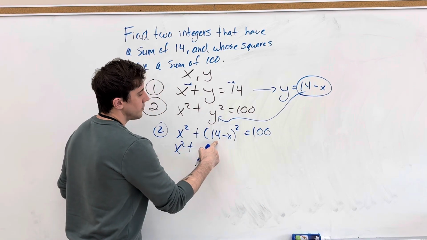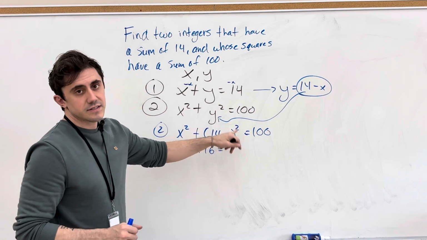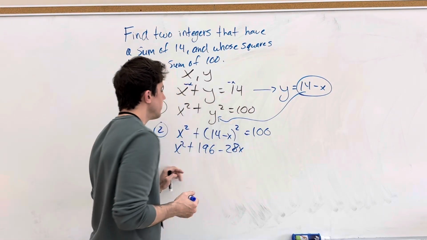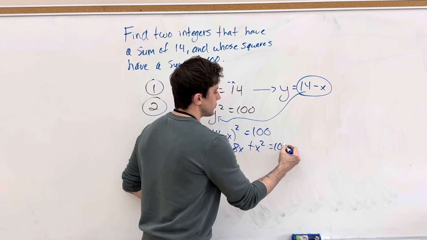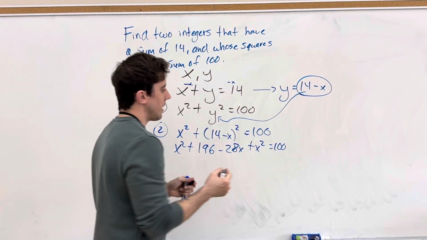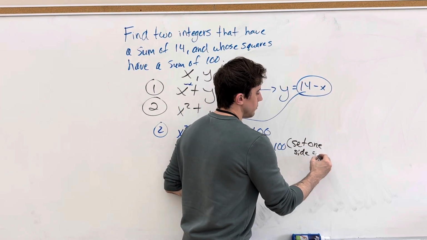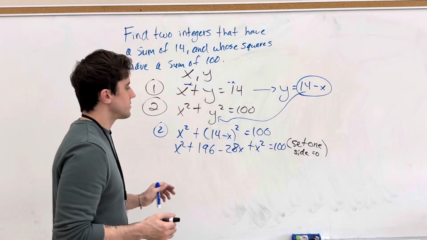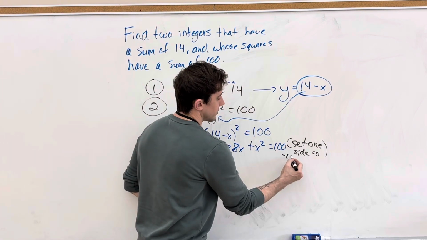We'll have x squared plus 14 squared, which is 196. Next we'll have 14 times negative x, and plus negative x times 14, and so in total minus 28x. And negative x times negative x finally means plus x squared is equal to 100. Now, we have a quadratic equation. Our typical strategy when we have these is to set one side equal to 0. That enables us to solve these pretty quickly. And so obviously the right-hand side is easier to set equal to 0. Let's subtract 100 from both sides.